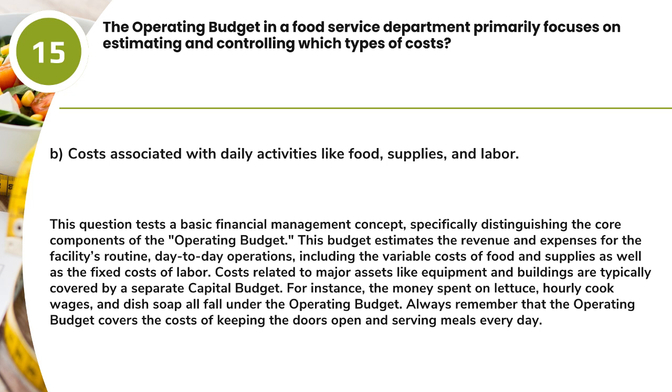Costs related to major assets like equipment and buildings are typically covered by a separate capital budget. For instance, the money spent on lettuce, hourly cook wages, and dish soap all fall under the operating budget. Always remember that the operating budget covers the costs of keeping the doors open and serving meals every day.